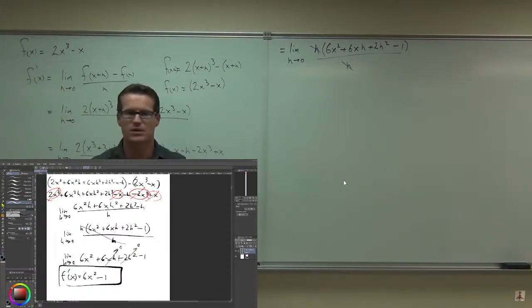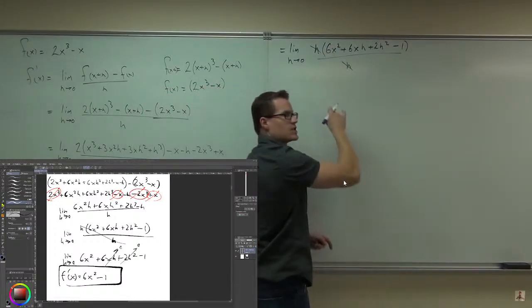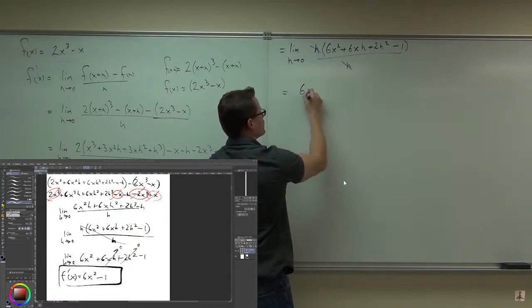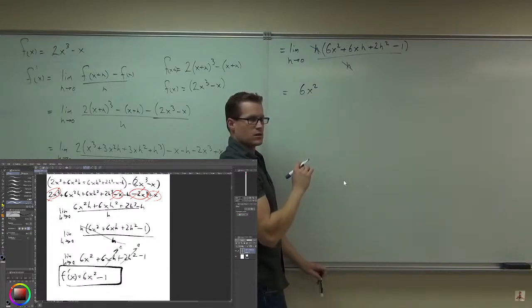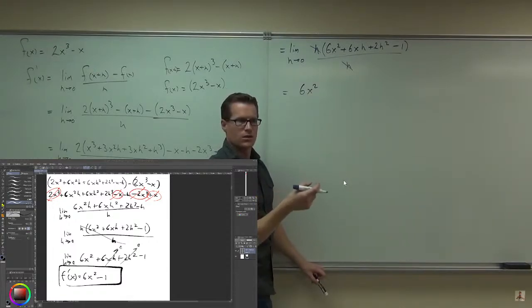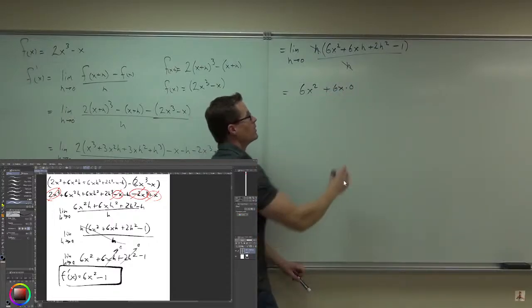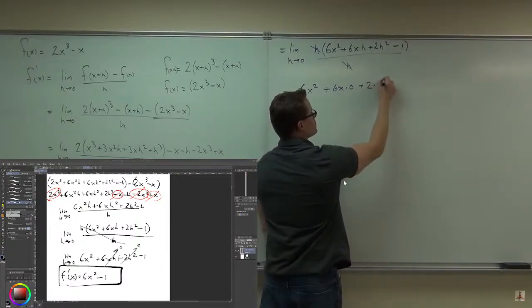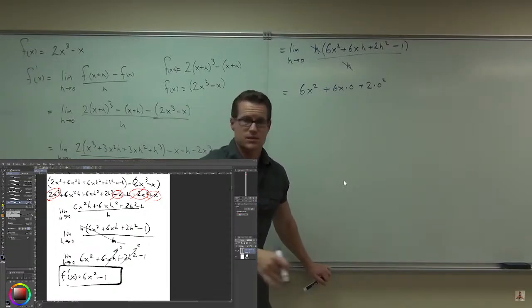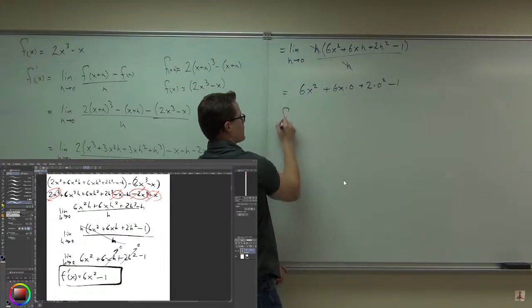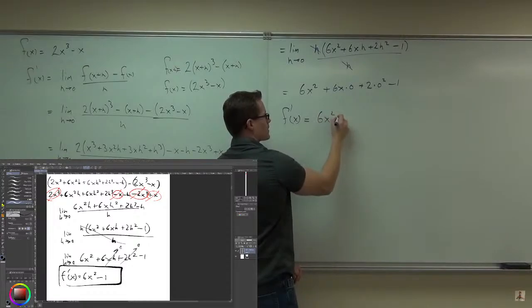Sure, let's do it. What happens? Do I still have a 6x squared? Yeah, that doesn't have an h attached to it, so 6x squared is right there. How about the plus 6xh? That's 0. Why is it 0? Because h approaches 0. 6x times 0, because h is 0. Plus 2 times 0 squared, because h is 0. How about the minus 1? Do I still have that? Yes, absolutely. So this is going to be your first derivative, 6x squared minus 1.